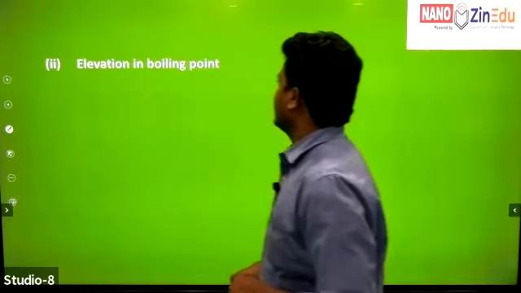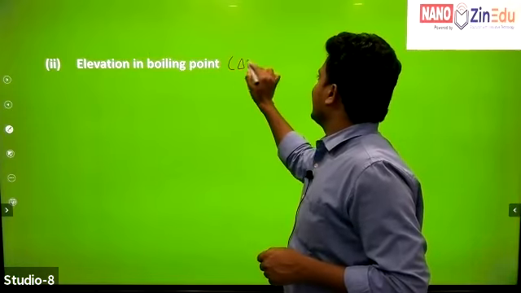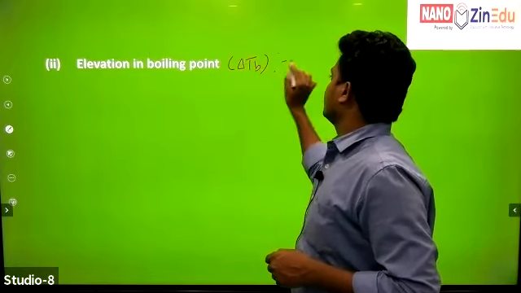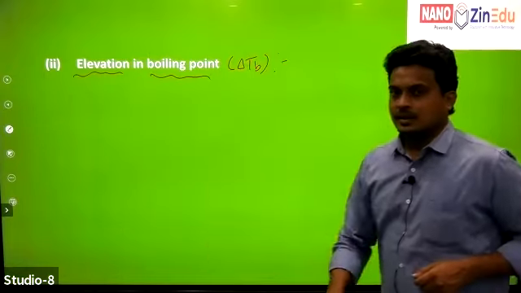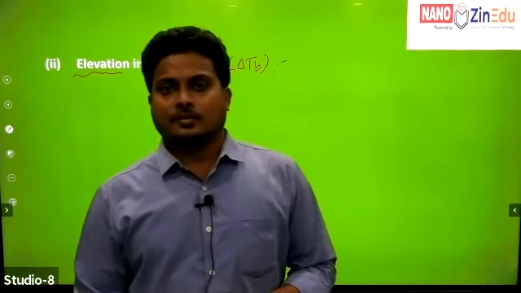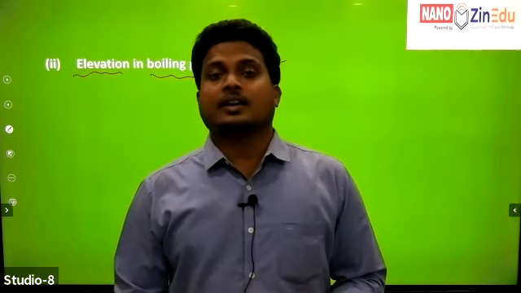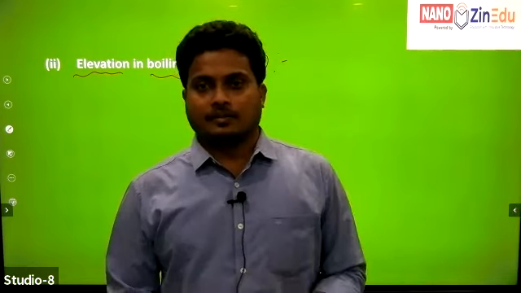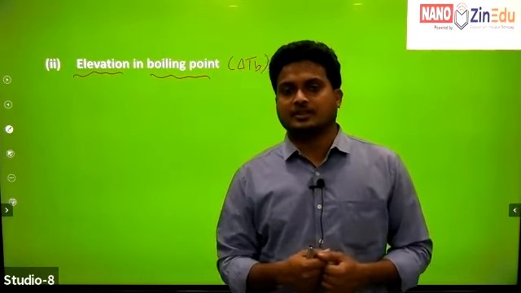Next one, elevation in boiling point. It is represented by delta TB. Elevation means increase in boiling point. Now we discuss that the boiling point of the solvent increases when we add a non-volatile solute to the pure solvent. When we add a non-volatile solute to the pure solvent, the boiling point of the solution increases.